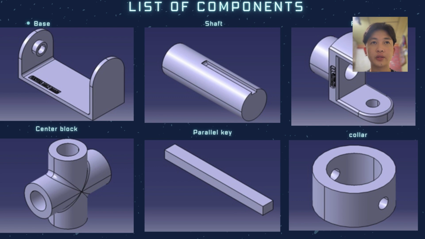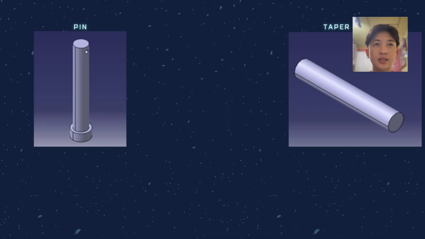List of components. The first one is the base, and the second one is the shaft. The third one is the fork, and the fourth is the center block. The fifth is the parallel key, the sixth is the collar, the seventh is the pin, and the last one is the taper pin.